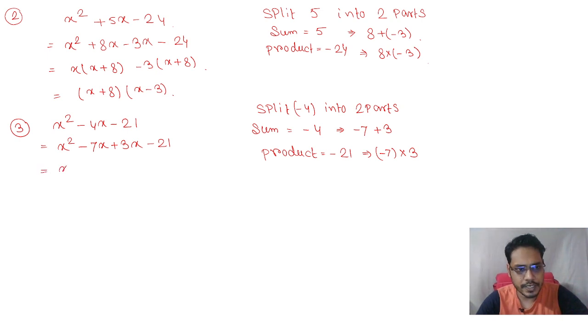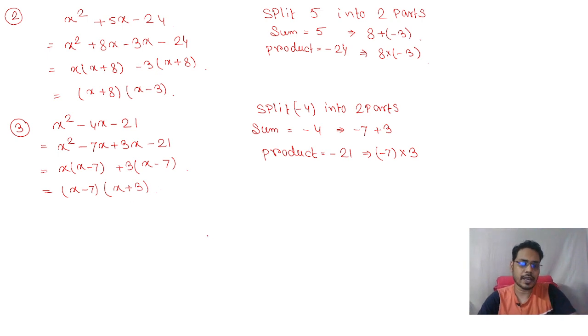So from the first two parts take x common, so x minus 7; take 3 common from the third and fourth parts, it will be x minus 7. Now x minus 7 is common in both places, so you can take x minus 7 common, so the remainder will be x plus 3. So that means x square minus 4x minus 21 is equal to x minus 7 into x plus 3.